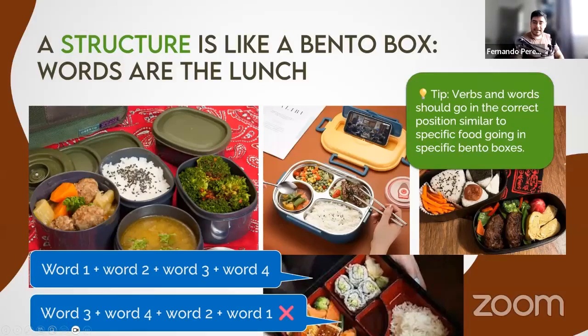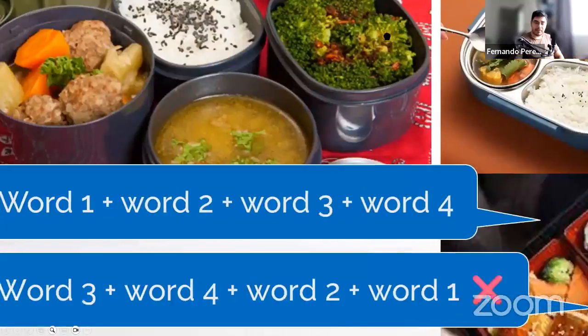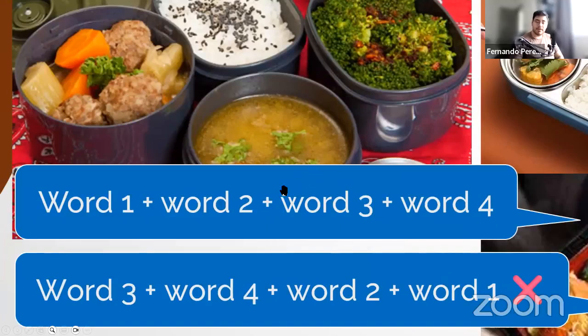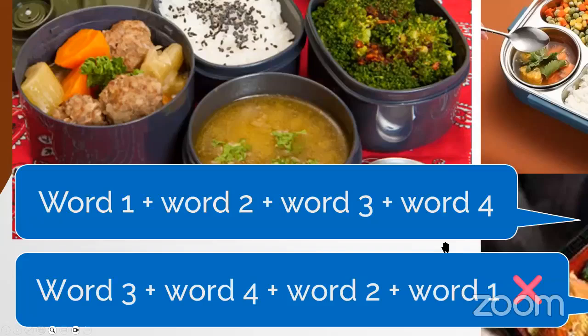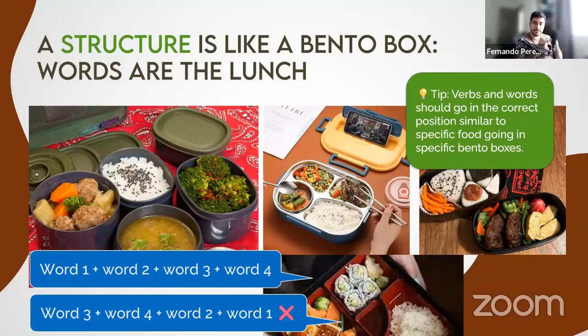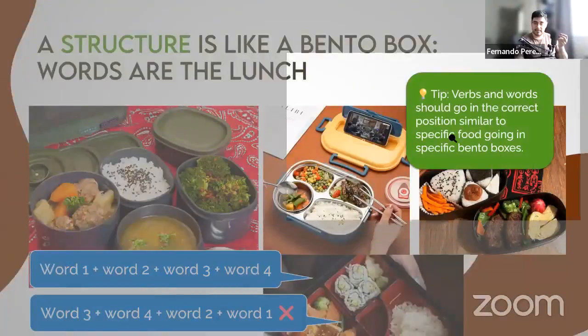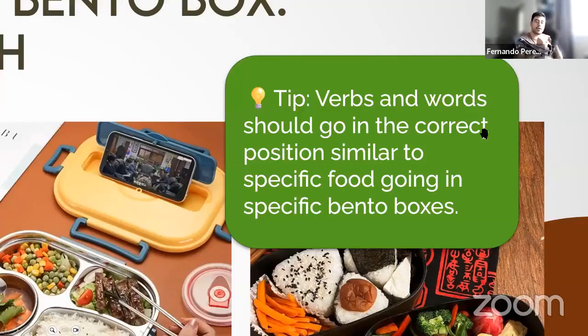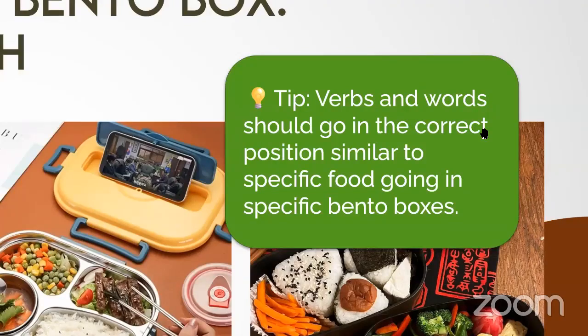Because words in English have different positions. You need to organize your speech. Word number 1, word number 2, word number 3, and word number 4. If you say word 3, 4, 2, 1, this is incorrect and I cannot understand. You need to organize your words. So structures are super important, right? The tip is this. Verbs and words should go in the correct position, similar to specific food going in specific bento boxes.